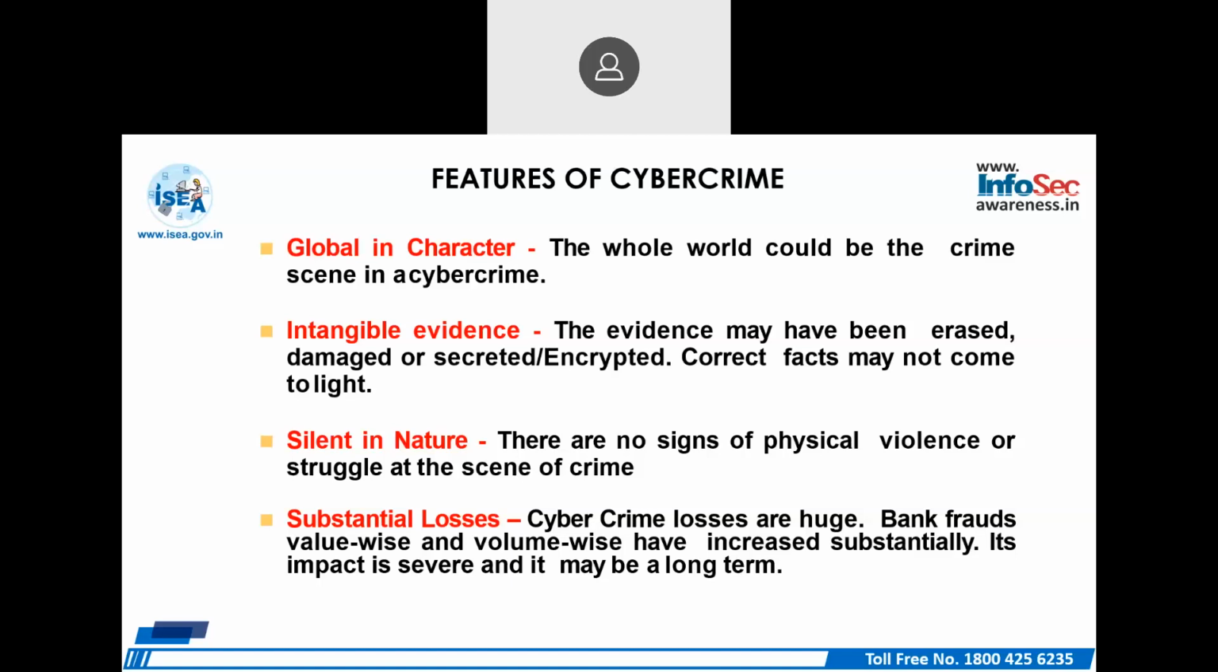And the last thing is substantial loss. Cybercrime losses are huge. If you kill someone, one life can be lost, right? If you do any kind of robbery in a bank, one bank may be robbed. But if you do a cyber threat or a cyber fraud, you can't measure the losses, because these losses can amount from lakhs to crores, to even lives of the people, to even your mental peace or your mental harmony.